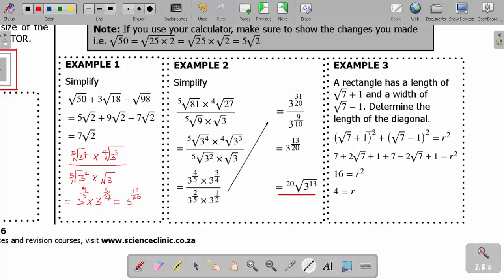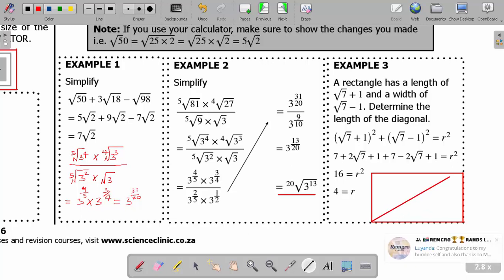Okay, now another example. A rectangle has a length of root 7 plus 1 and a width of root 7 minus 1. Determine the length of the diagonal. If you know a rectangle properly, we know that it is like this, right? Now they're saying that we have the length and then the width. So if this is my rectangle here, guys, now I want the length of the diagonal here. This diagonal here.